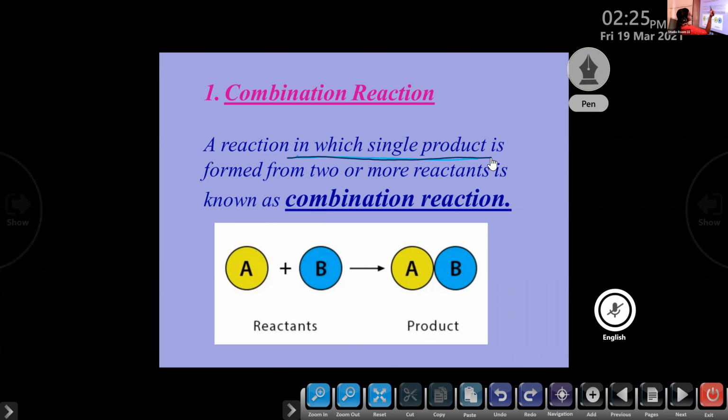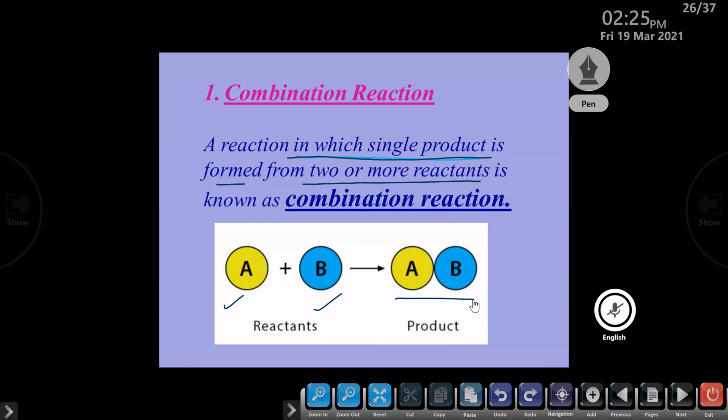A reaction in which a single product is formed from two or more reactants is known as a combination reaction. If A and B are the two reactants, they combine together or react together to form a single product, that is AB. This type of reaction is known as a combination reaction. I'm repeating again, a reaction in which a single product is formed from two or more reactants is called a combination reaction. Is this clear?